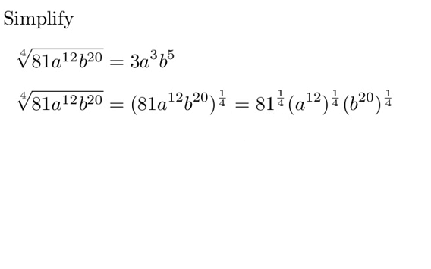Well, what's the fourth root of 81? Like I said before, it's just going to be 3. And what's a to the 12 to the power of 1/4? We multiply these two together. So what's 12 times 1/4? It's going to be 3, so it's going to be a cubed. And then what's b to the 20 to the power of 1/4? We multiply these together. What's 20 divided by 4? It's going to be 5. So it's b to the power of 5. And so this is going to be our final answer. And notice it's the same thing that we have up here. So that means that we did our individual rules correctly.